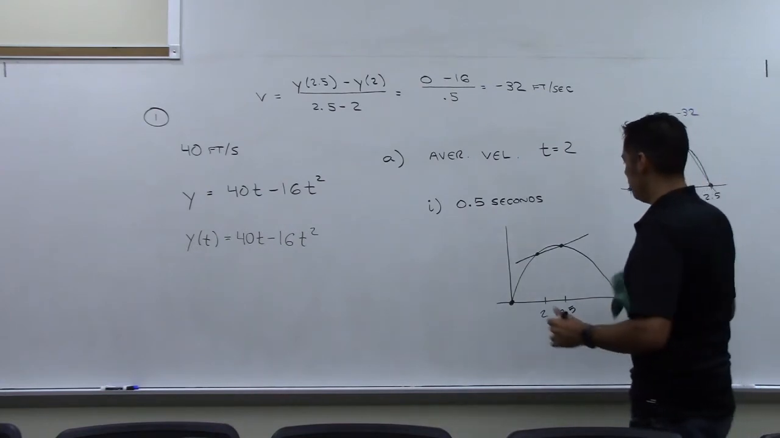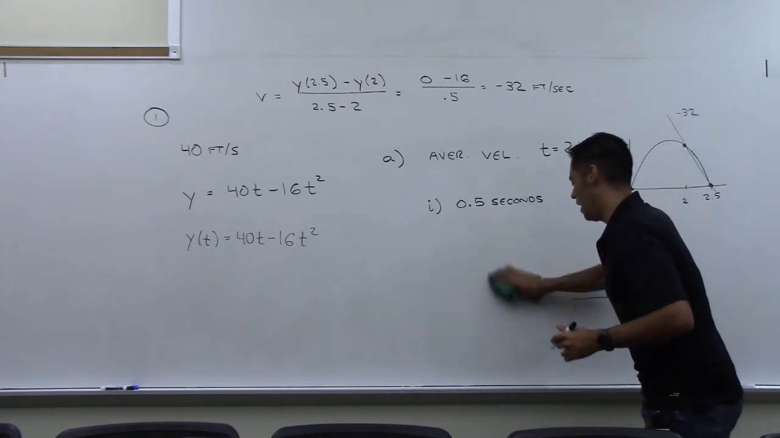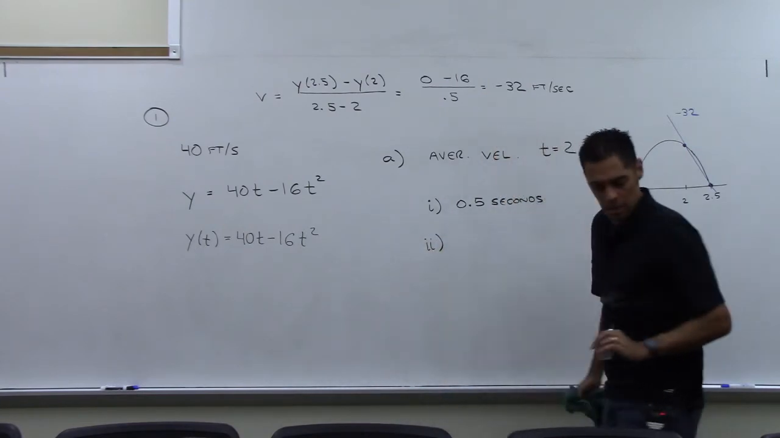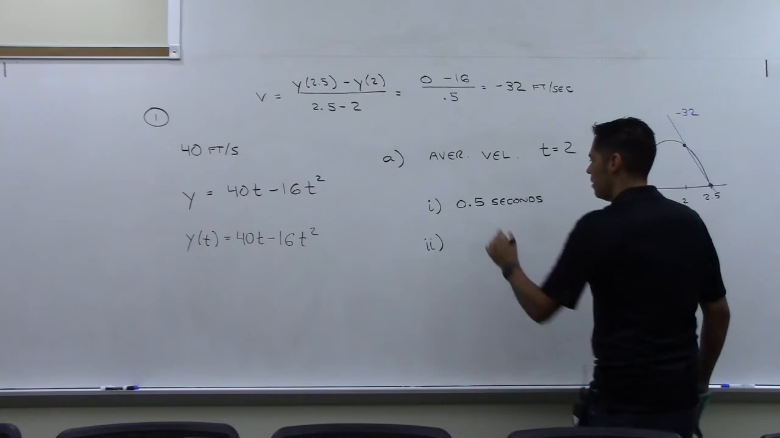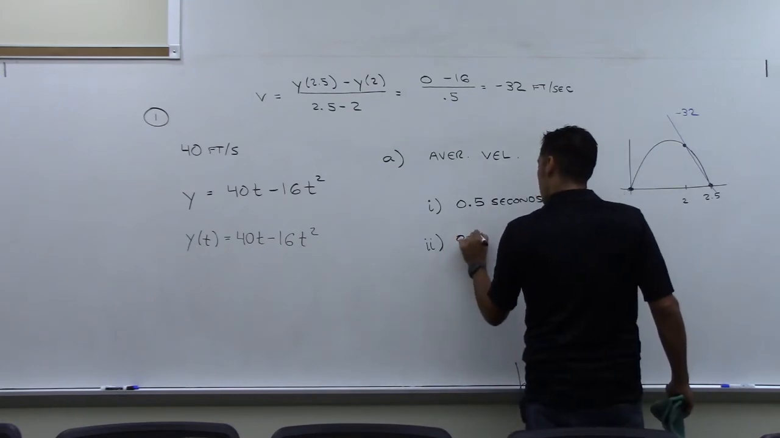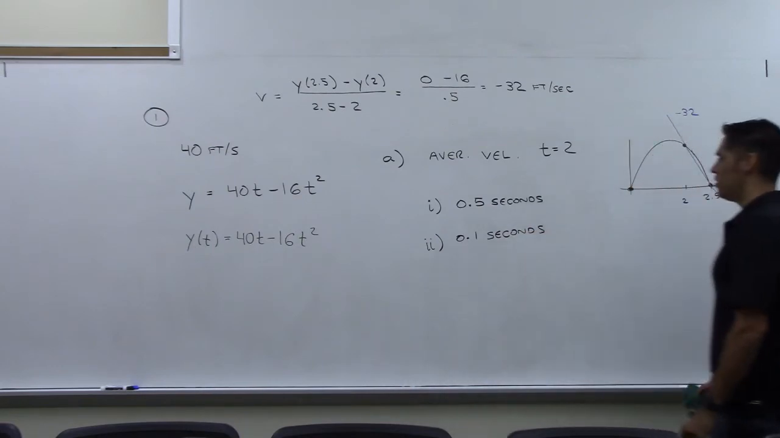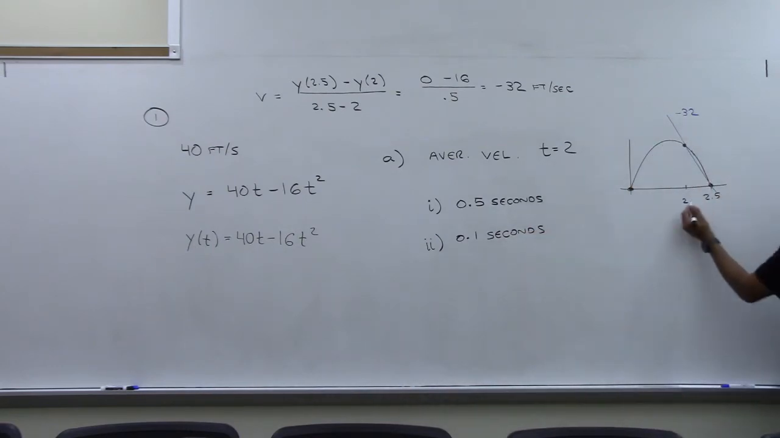For part 2 of part A, they want a smaller time interval. They want you to look at, instead of 0.5, 0.1 seconds. So how does that change the picture? Well, instead of looking between 2 and 2.5, we're going to go between 2 and 2.1. So that's a different point somewhere up here.